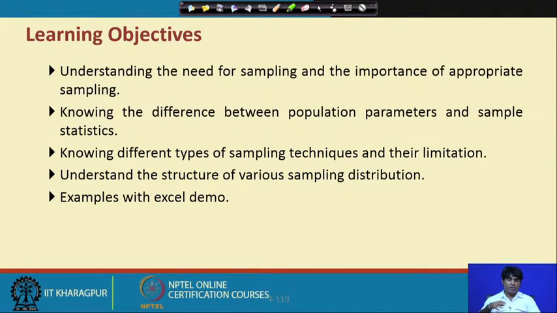So, what is the requirement here? To understand the need for sampling and the importance of appropriate sampling, and then knowing the difference between population parameters and sample statistics. Again, we are interested to know different types of sampling techniques and their limitations, and understand the structure of various sampling distributions, and then we like to connect with the Excel spreadsheet to handle the problems relating to a particular sampling distribution.